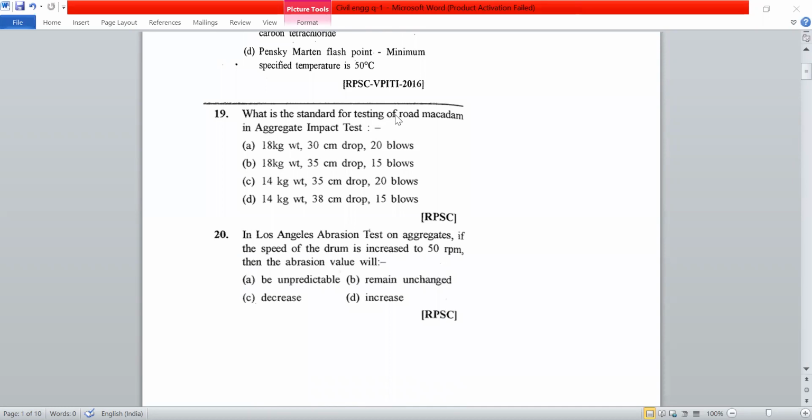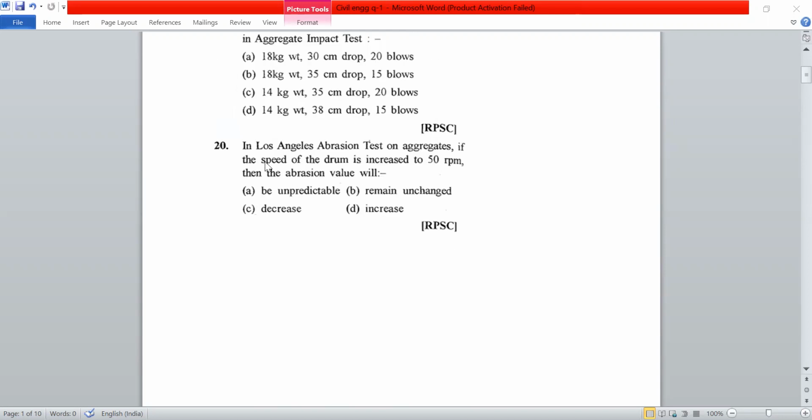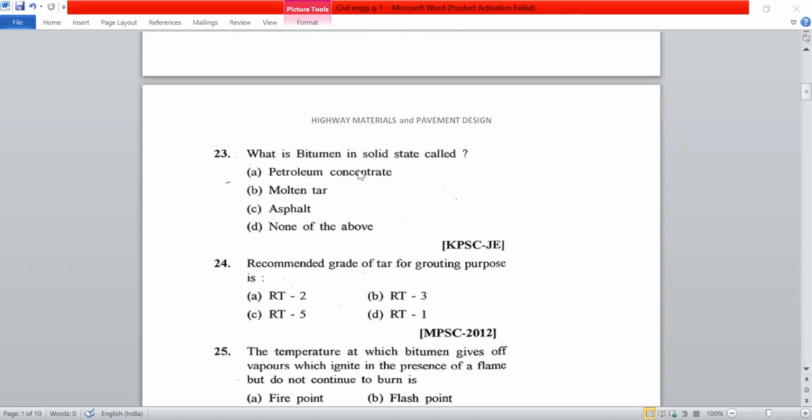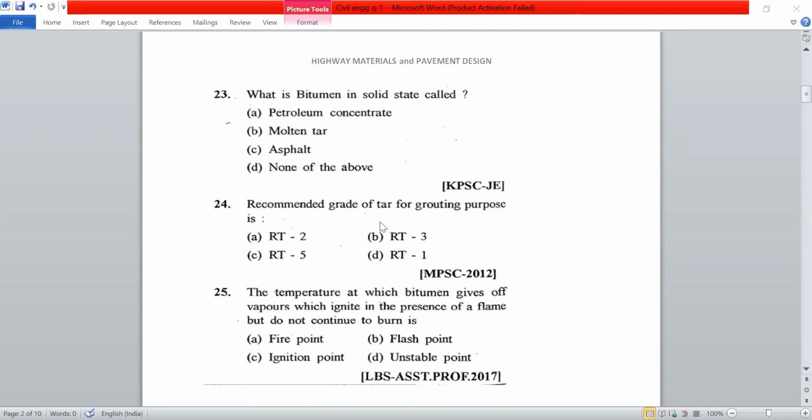What is the standard for testing road macadam in aggregate impact test? It is 14 kg weight, 38 centimeter drop, 15 blows. In Los Angeles abrasion test, if the speed of the drum is increased to 50 rpm, then the abrasion value will also increase. What is bitumen in solid state called? Asphalt. Recommended grade of tar for grouting purposes: RT5.